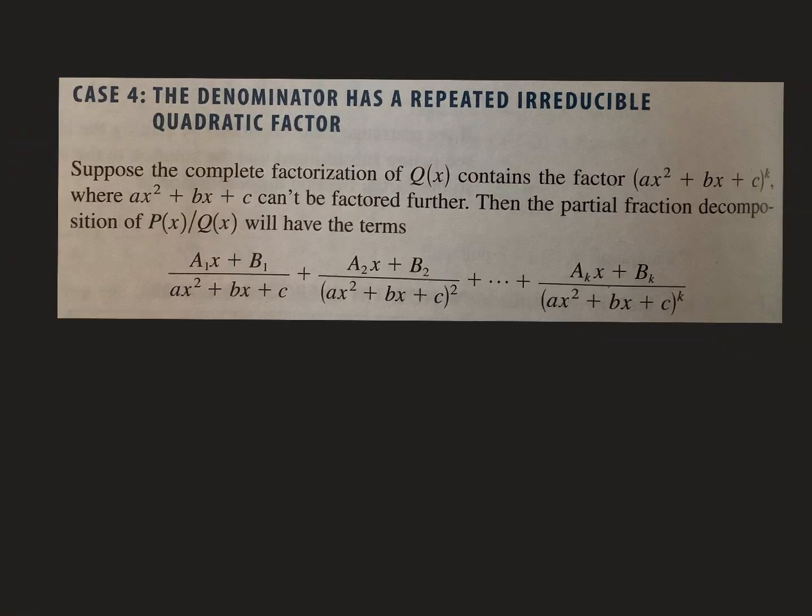All right, case 4, the last case, finally. The denominator has a repeated irreducible quadratic factor. So this time we have the quadratic factor like we did a minute ago, except now that factor is also squared or cubed or raised to a power. Okay, so that's going to create a whole other issue. I'm going to show you one, and believe me, it's going to be enough.